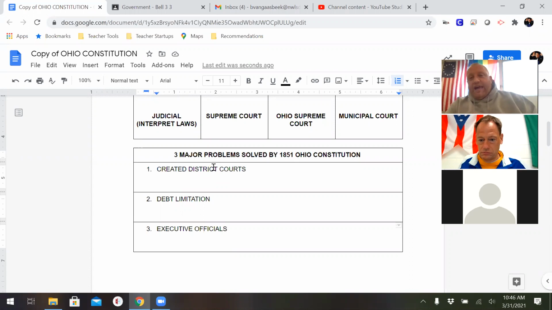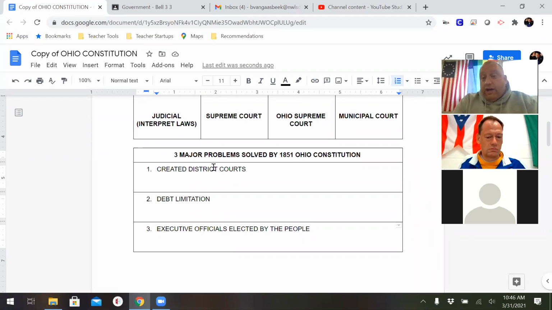The executive at the state level, so our governor, doesn't have that problem. He has a different problem because according to the 1851 Constitution, executive officials are actually elected by the people. So you elect who our Secretary of State is for the state of Ohio. You elect who our state auditor is, who our state treasurer is, who our attorney general is in the state.